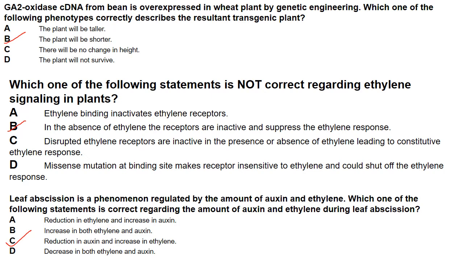Then next one. Which one of the following statements is not correct regarding ethylene signaling in plants? Ethylene binds and inactivates ethylene receptors. That is correct. Then, in the absence of ethylene, the receptors are inactive and suppress ethylene response. This is not correct. In the absence of ethylene, the receptors are active. That is the answer.